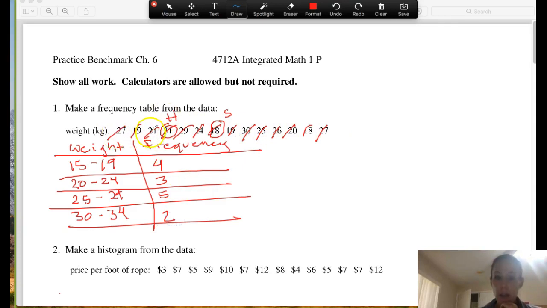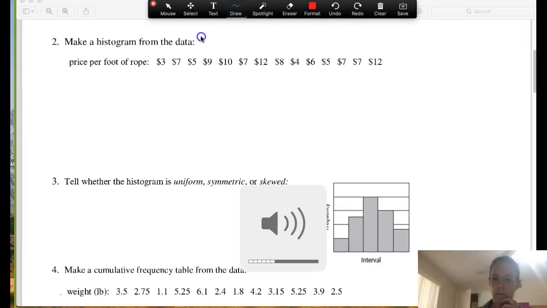So just make sure everything is covered and you've got equal groupings here and they're not overlapping. So you can't have 15 to 20 and then 20 to 24. That would overlap because where does 20 go? Does it go in this grouping or this grouping? So just be aware of that.